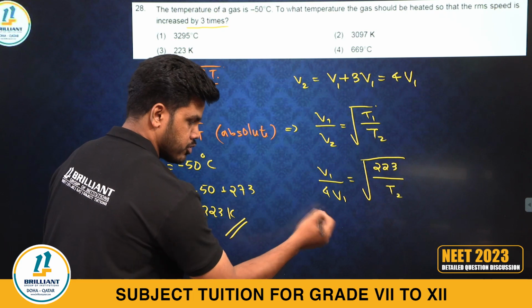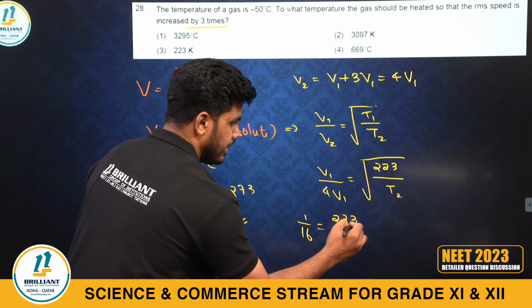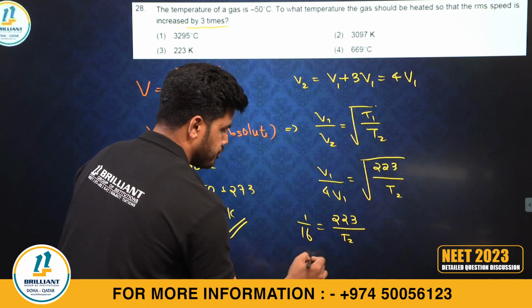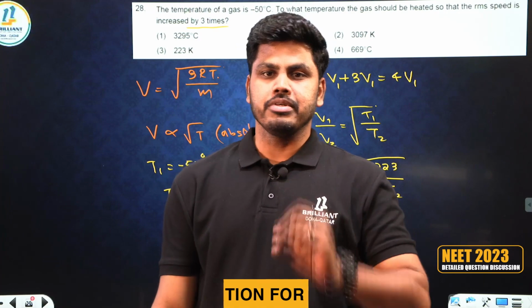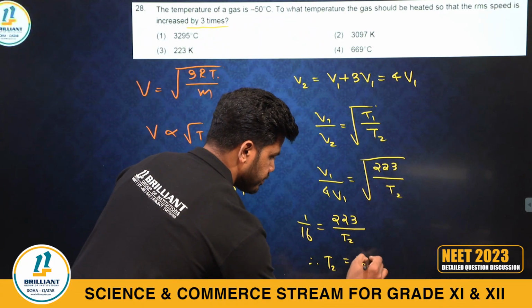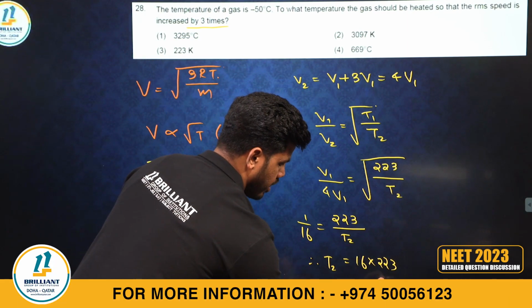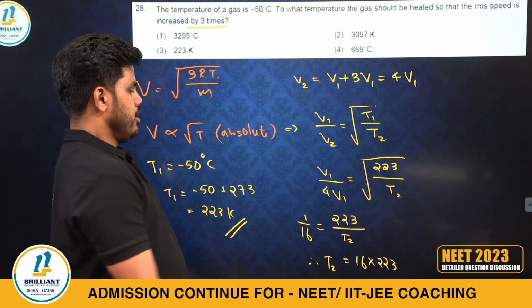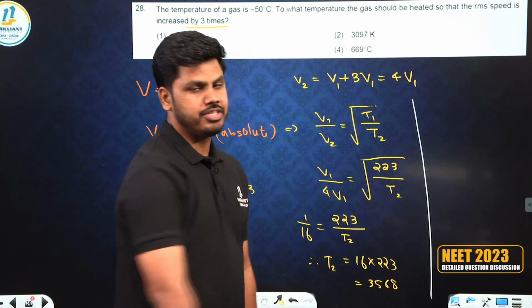V1 gets cancelled. If you square on either side, we get 1 by 16 on LHS, 223 divided by T2, and therefore T2, the new temperature at which RMS speed increases by 3 times, is going to be 16 times 223, which is 3568. So the new temperature should be 3568 Kelvin.